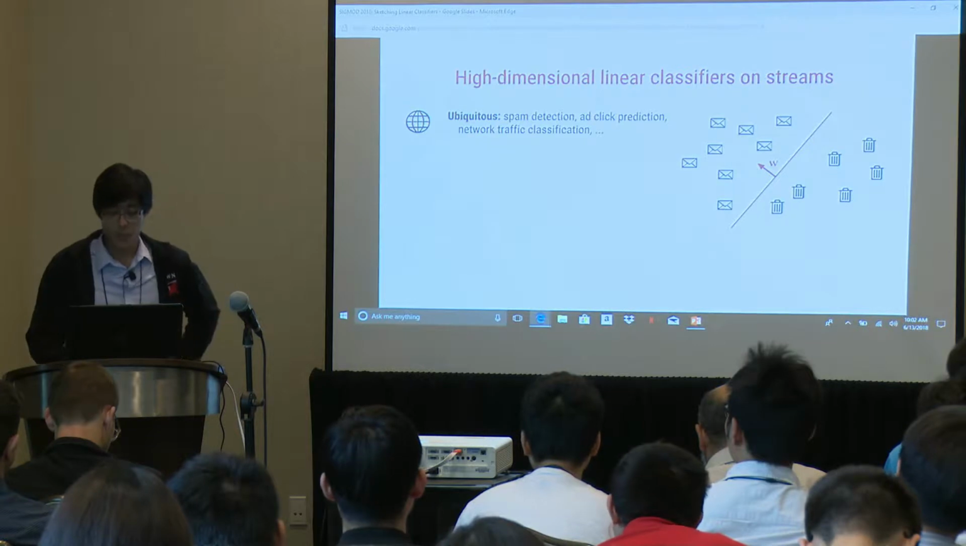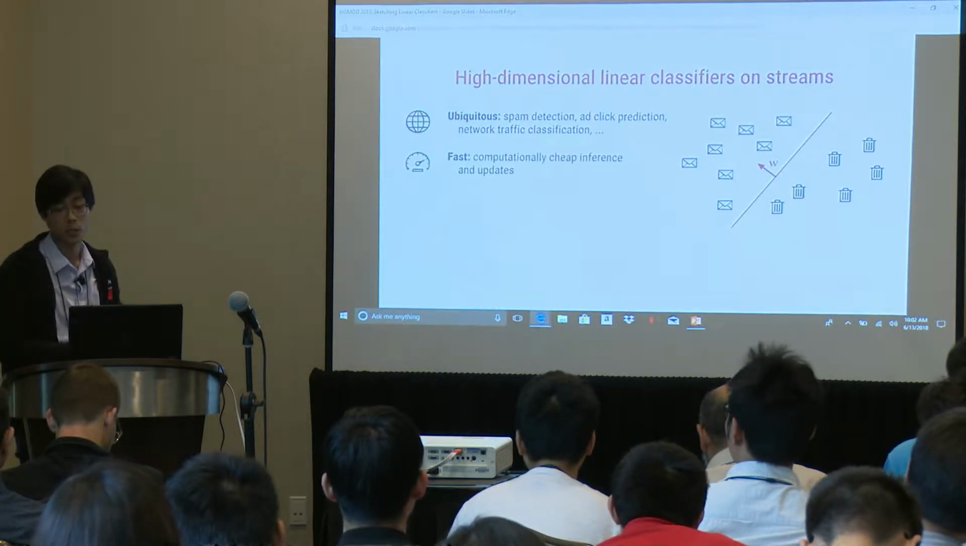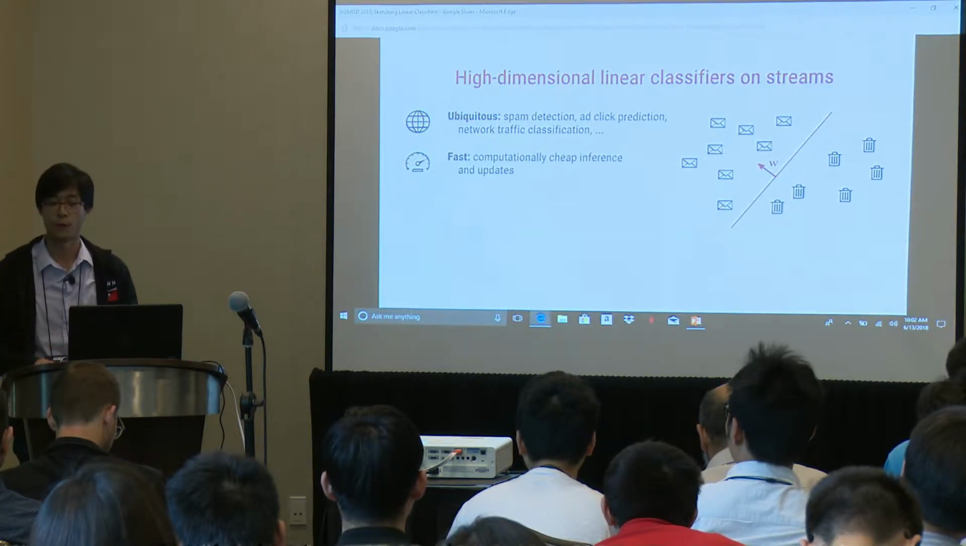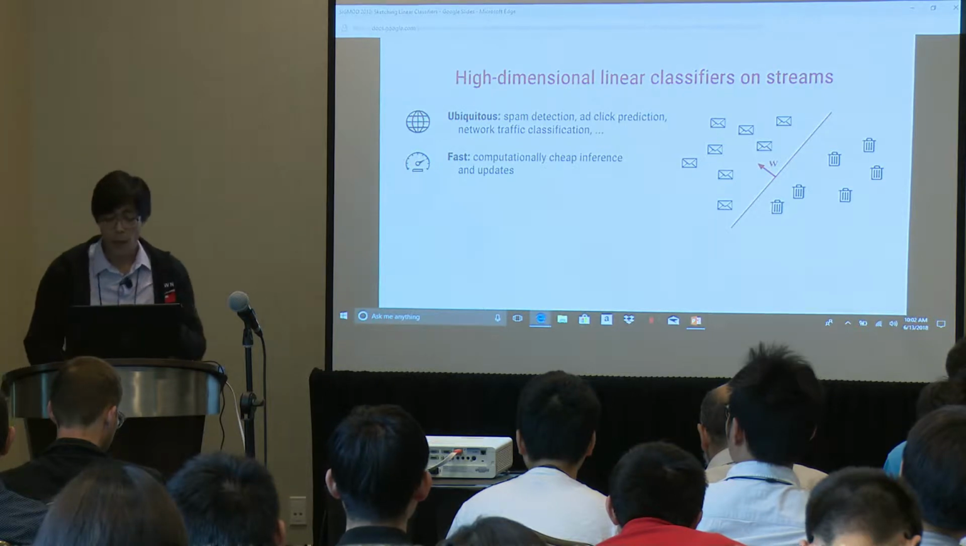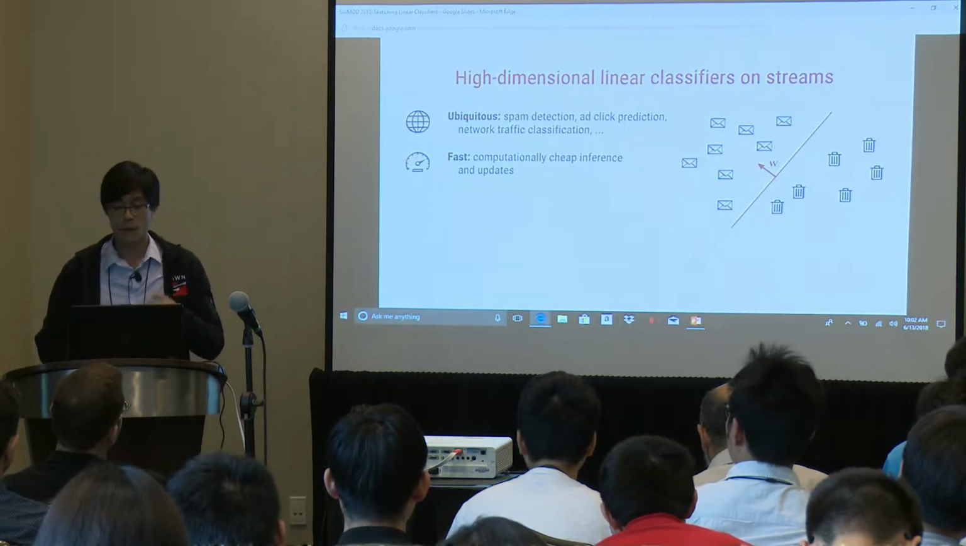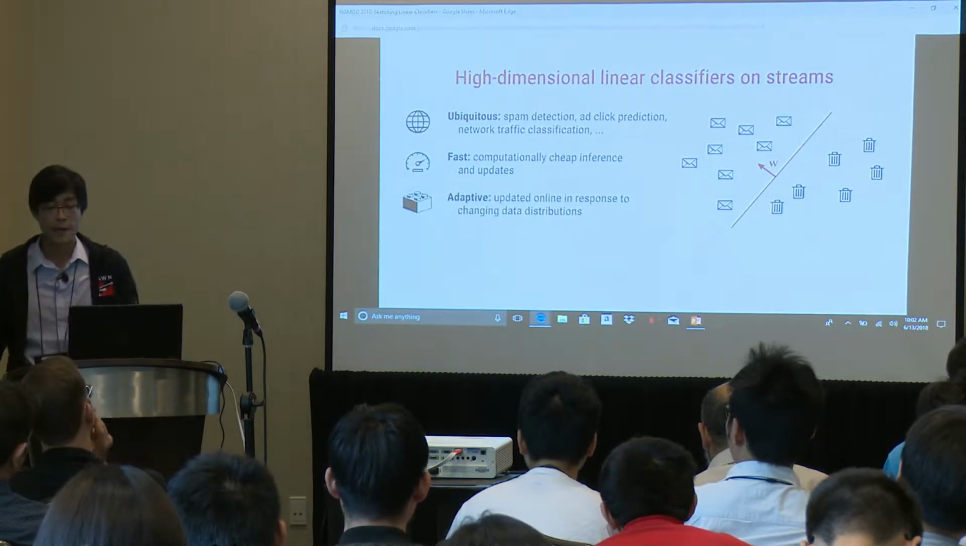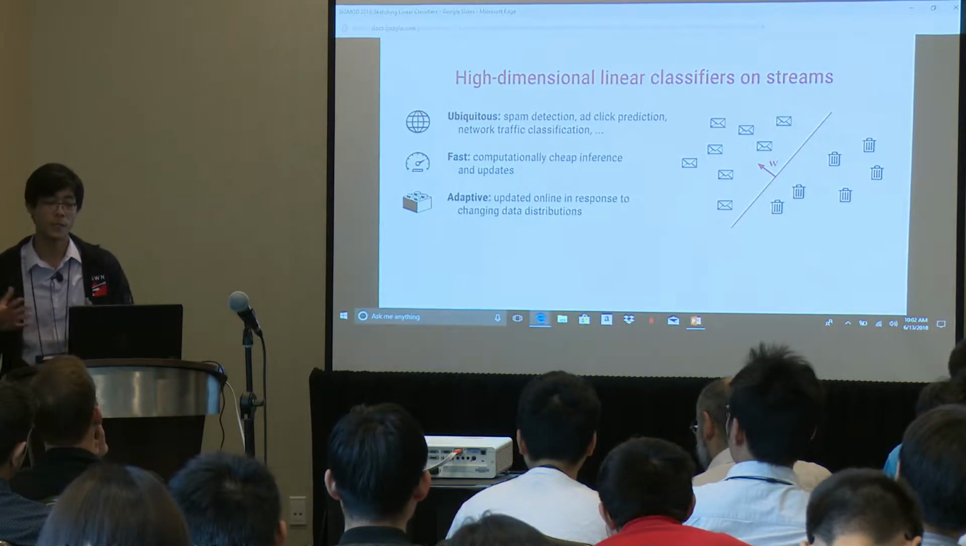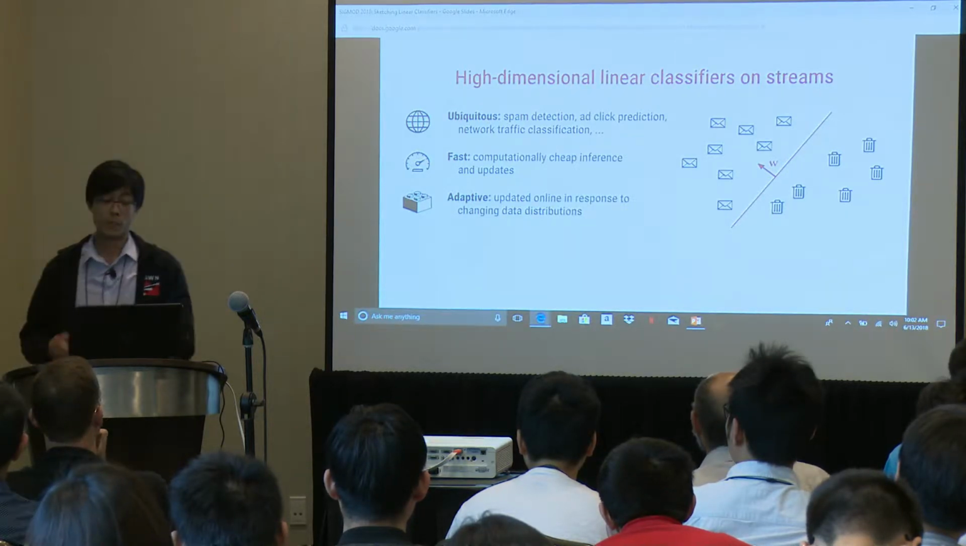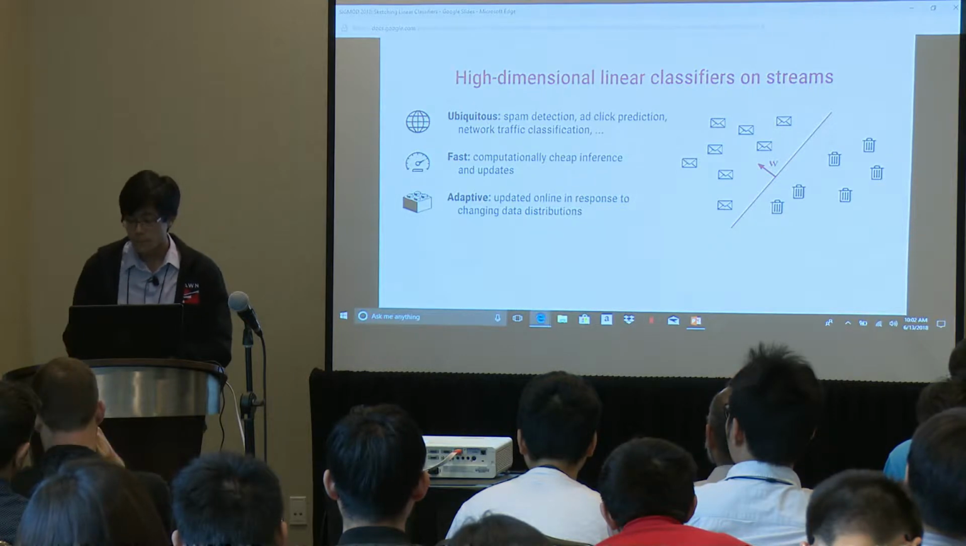Part of the reason for their success is that they're very fast. Inference and updates to these models are very computationally cheap. And because updates are so fast, they're very well suited to adaptive online learning settings where the classifiers are updated online in response to changes in the data.